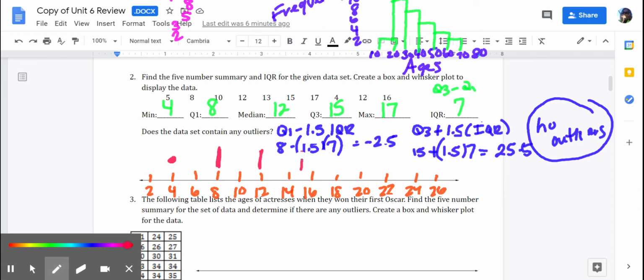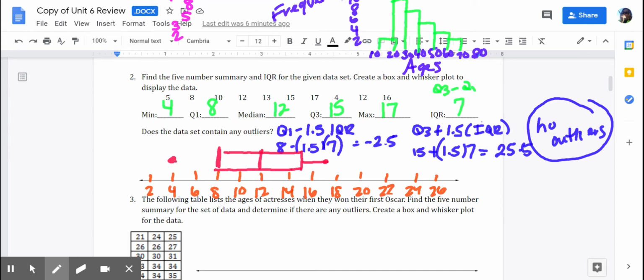And Q3 was 15, and max was 17. And that is how we create our box and whisker plot. You don't have to tell me the specific values. It's given in the 5-number summary above it, and I should be able to read the number line to tell what those values are.